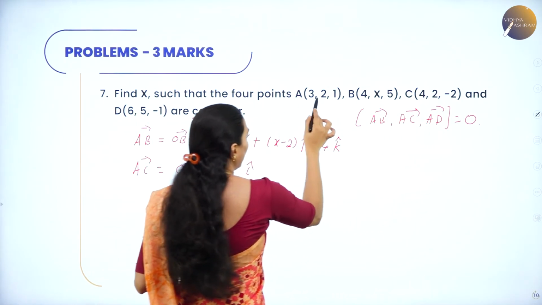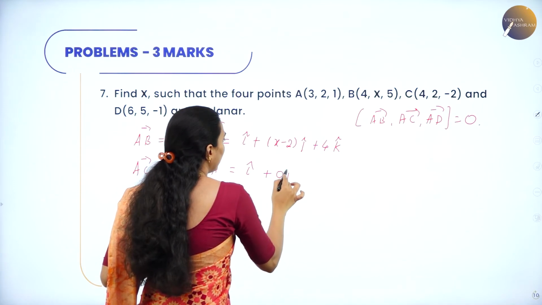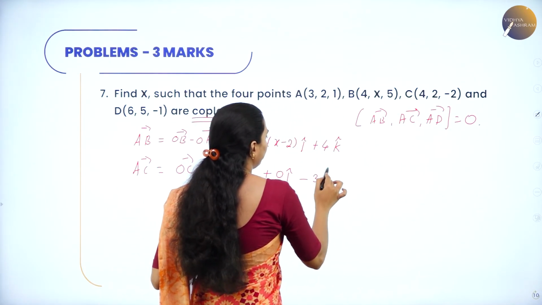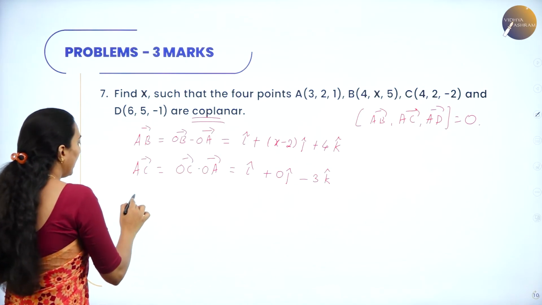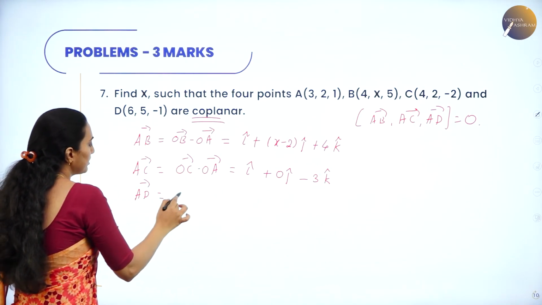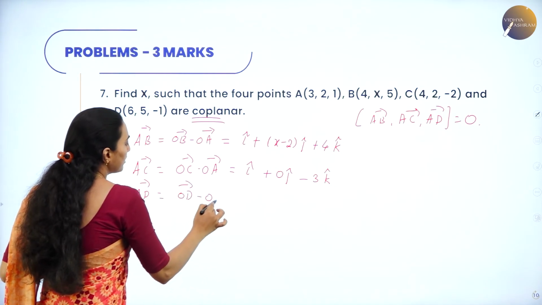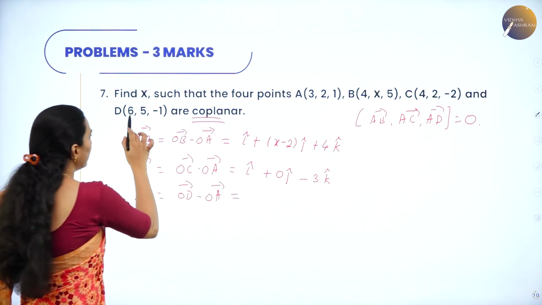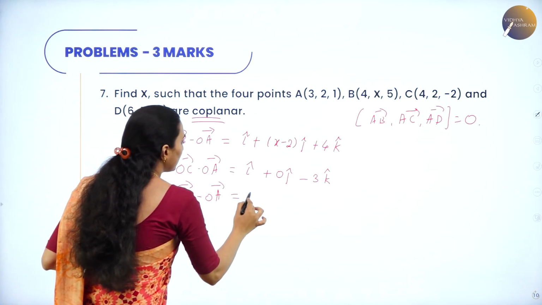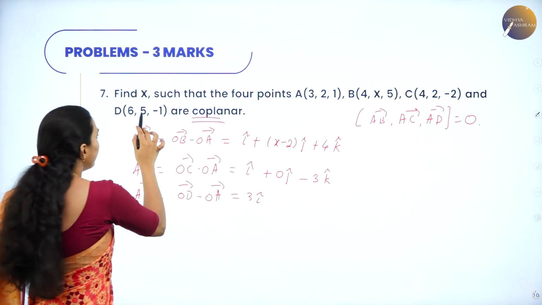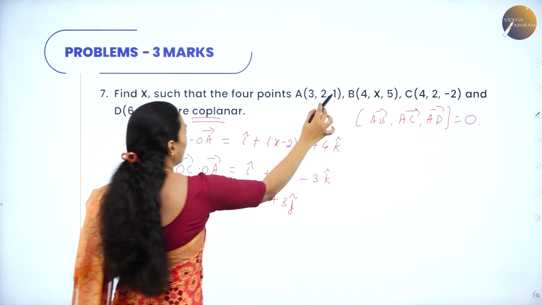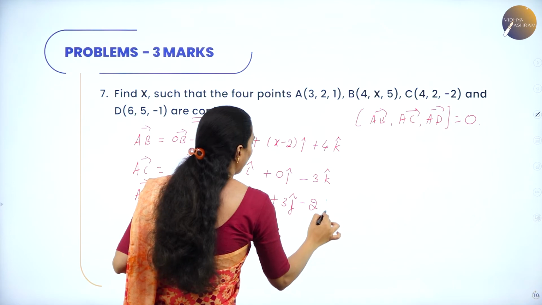Again 2 minus 2 is 0j. Again minus 2 minus 1 is minus 3k. Okay, next AD vector. AD vector is nothing but OD minus OA. So which implies that D is nothing but here 6 minus 3, which is 3i. Again 5 minus 2, which is 3j. Next minus 1, which is minus 2k.